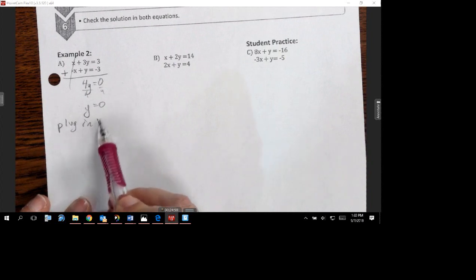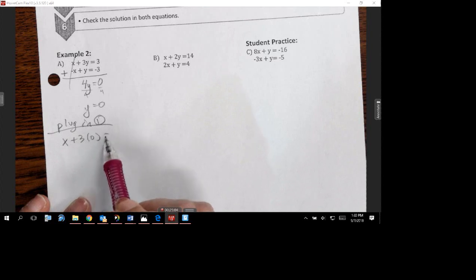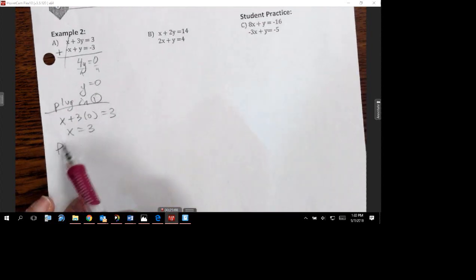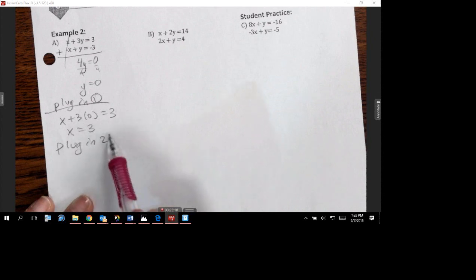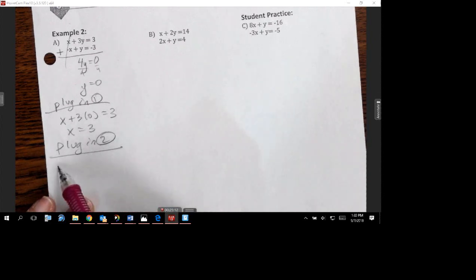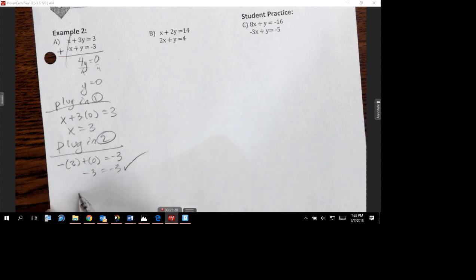Plug in 1. X plus 3 times 0 equals 3. X equals 3. Now I have x. Plug in 2. Negative 3 plus 0 equals negative 3. Negative 3 equals negative 3. Check. So I have my right answer, 3, 0.